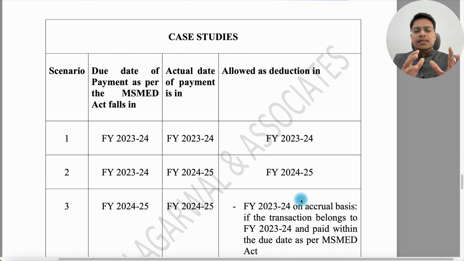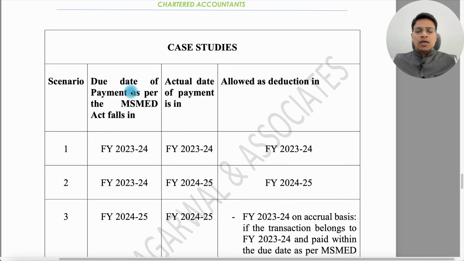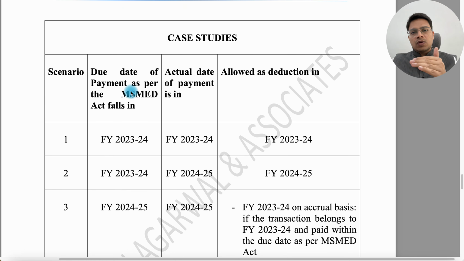So basically the idea of this section is that we have to first identify what is the due date as per the MSMED Act, and we have to identify what is the date of payment to the supplier. So based on this, we can understand in which year the payment will be allowed and in which year the payment will be disallowed.